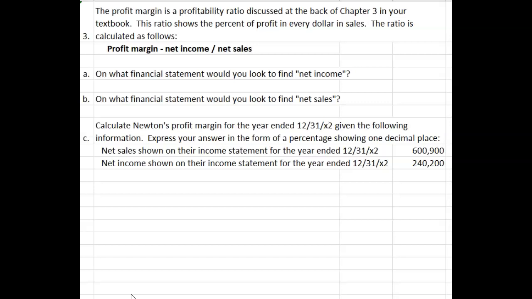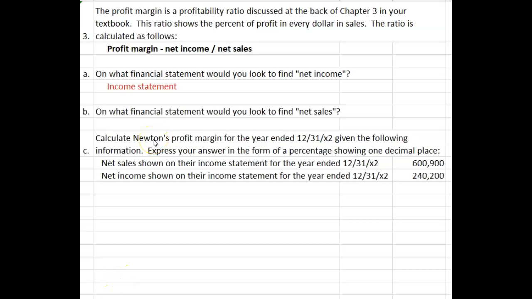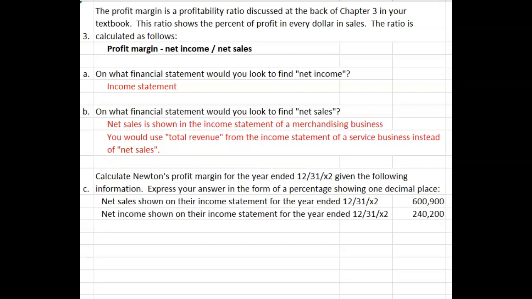On what financial statement would you look to find net income? I think you know that by now. The net income is shown on the income statement. And on what financial statement would you look to find net sales? Net sales is also shown on the income statement of a merchandising business. We won't get into the accounting for a merchandising business till we go into Chapter 4.